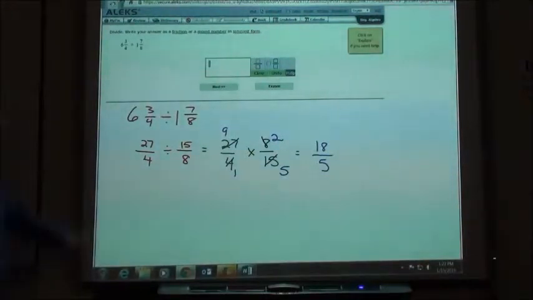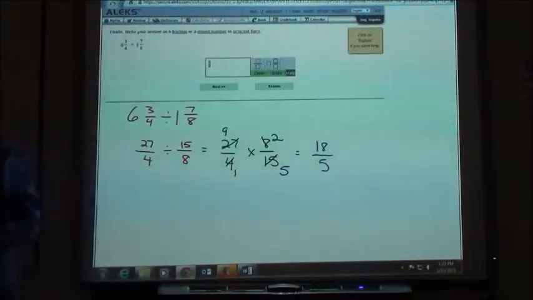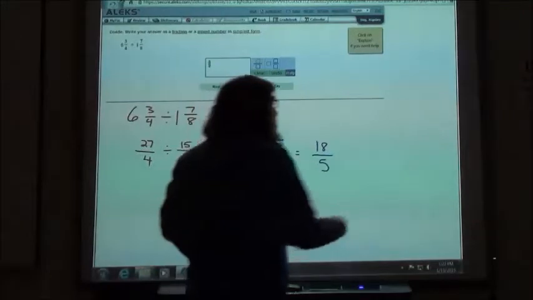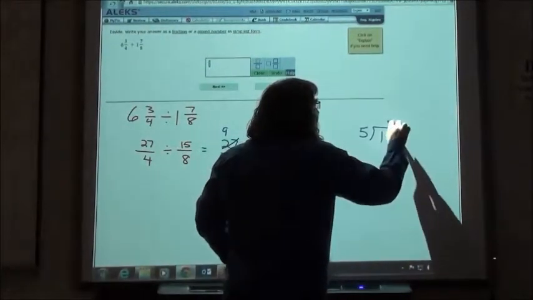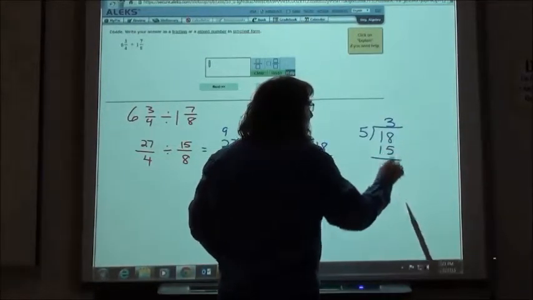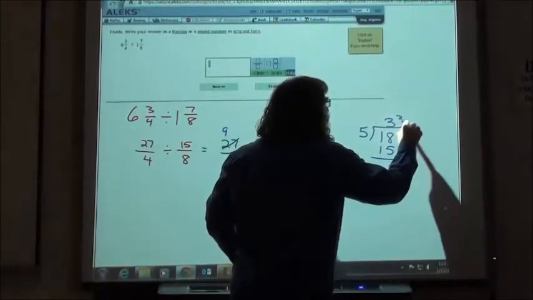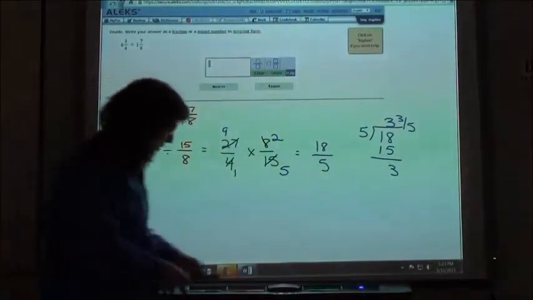Now this one says, write your answer as a fraction or a mixed number in simplest form. What they mean by that is if it's a proper fraction, you're going to leave it as a fraction. But if you get an improper fraction, they want you to change it to a mixed number. So we're going to change this one to a mixed number. 5 goes into 18 3 times. 3 times 5 is 15. And I get 3 left over. So 3 3/5 should be our answer.